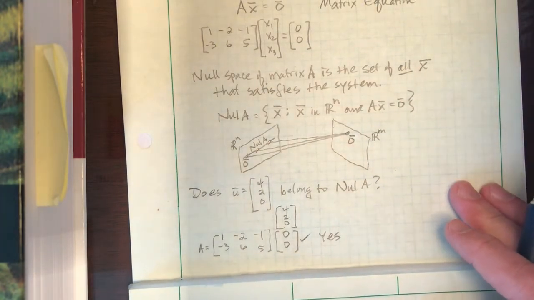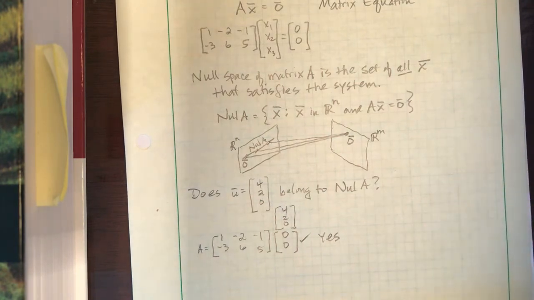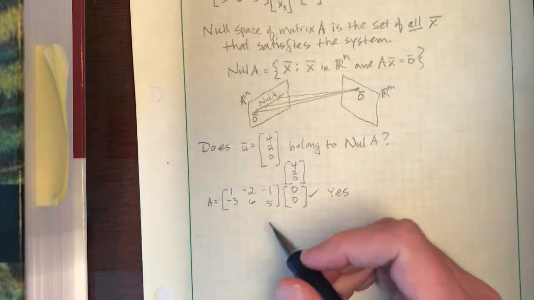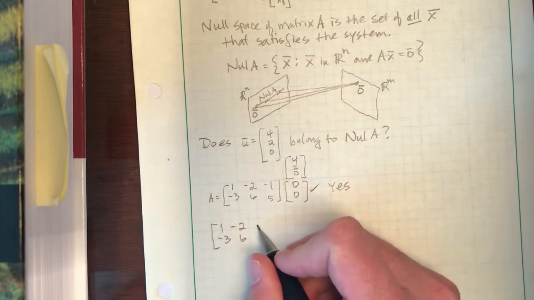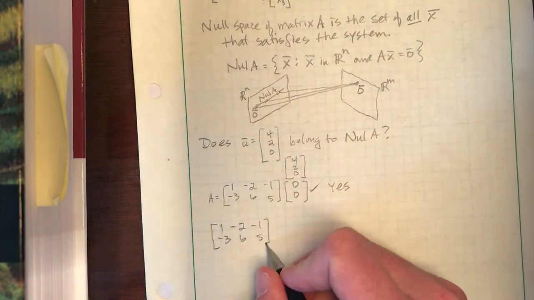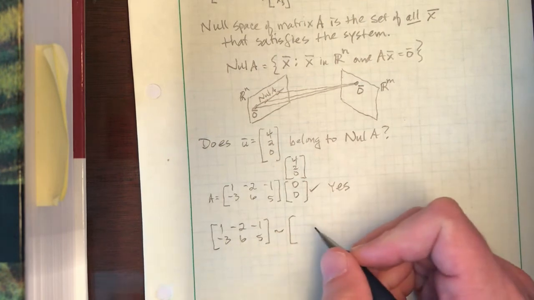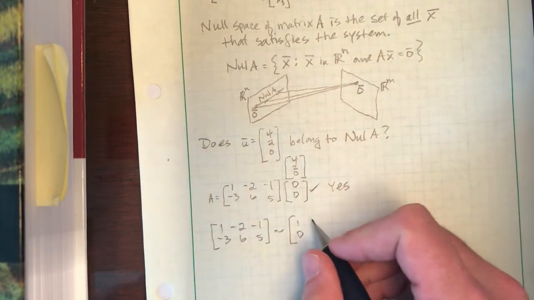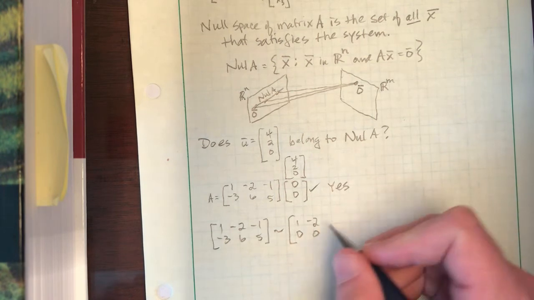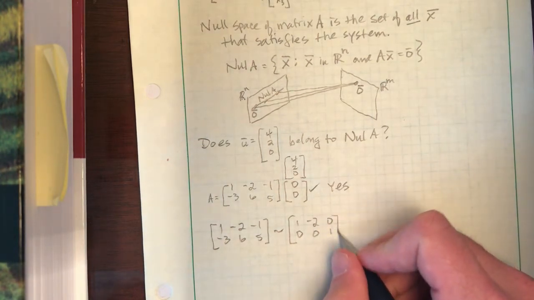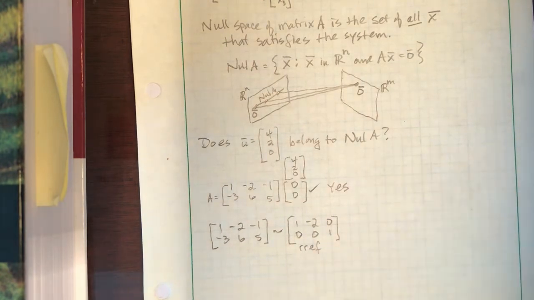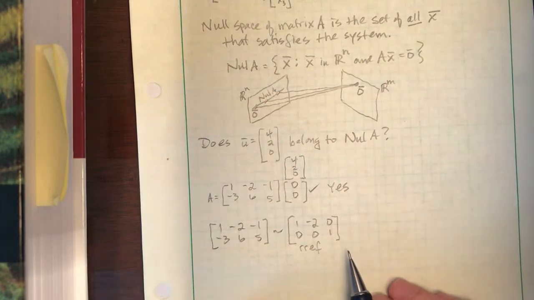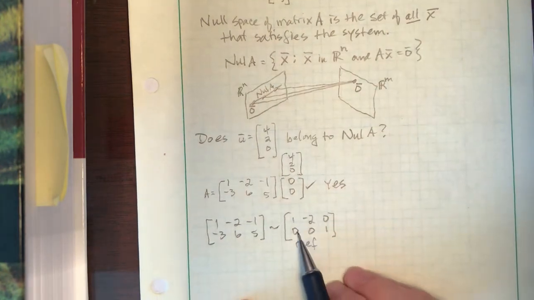But that's just one of them. Let's go ahead and get the entire null space. If I were to take that matrix and row reduce it with either my calculator or by hand, let's get there in one step. You would end up with this, my row-reduced echelon form matrix.